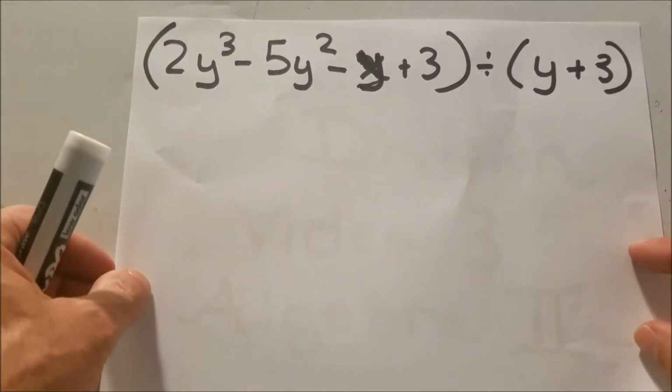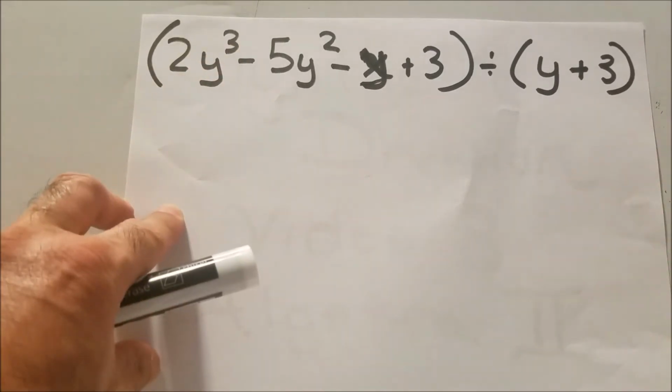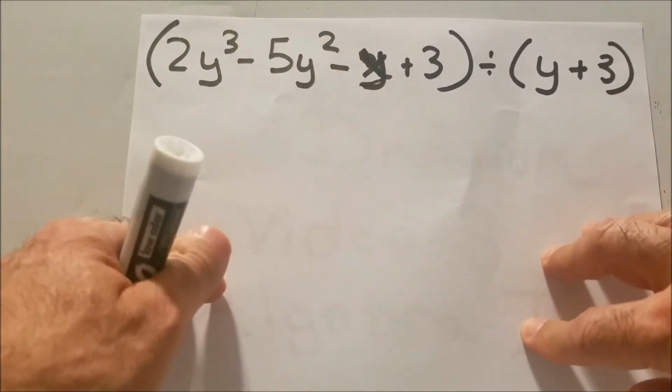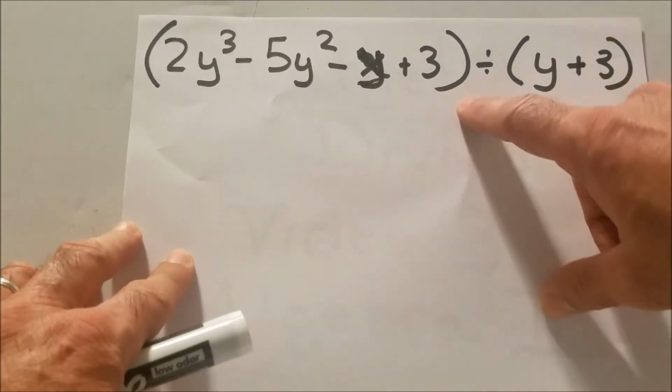Here we have 2y cubed. We could use y, we could use any letter really. Minus 5y squared minus y. That's a bad y. What happened to that y? Well, it's a y, trust me. Plus 3, and we'll divide it by y plus 3.